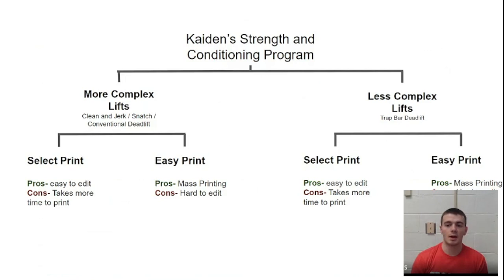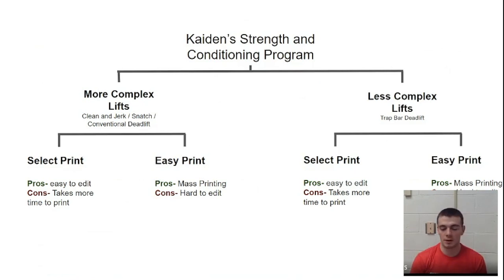On the other side, 2 versions use less complex lifts. So they don't have the snatch or clean and jerk. And then with this version, I do trap bar deadlifts. With both of these, they have 2 options. There's a select print version and an easy print version.